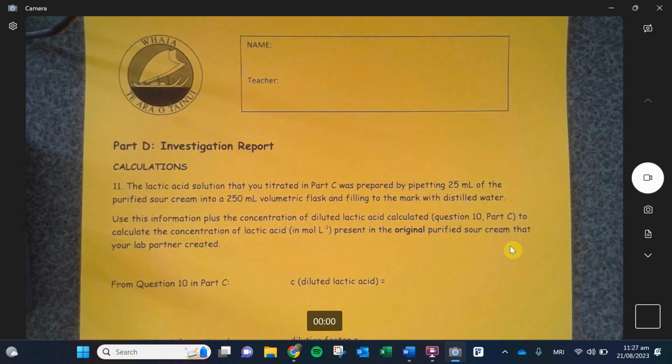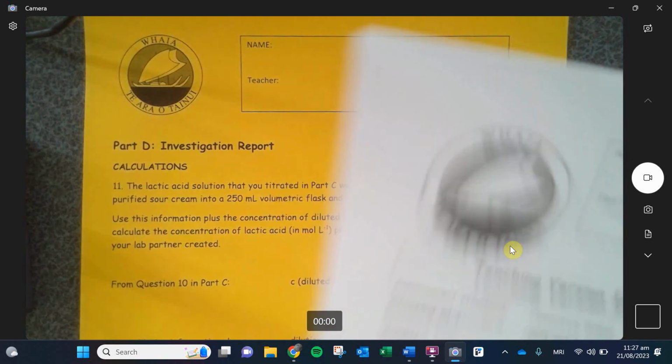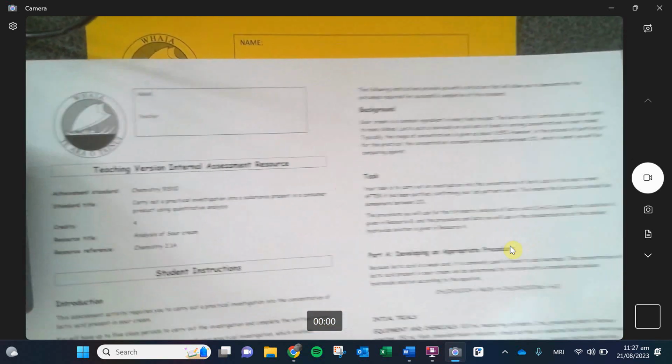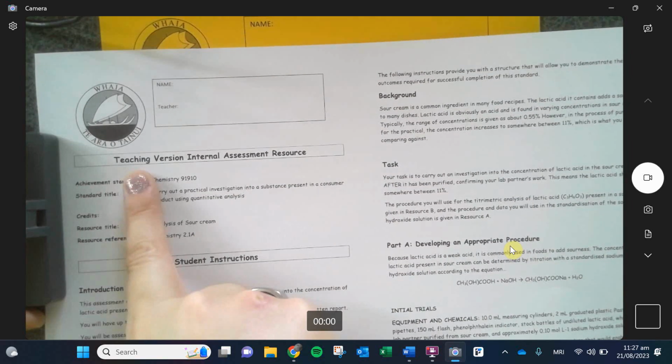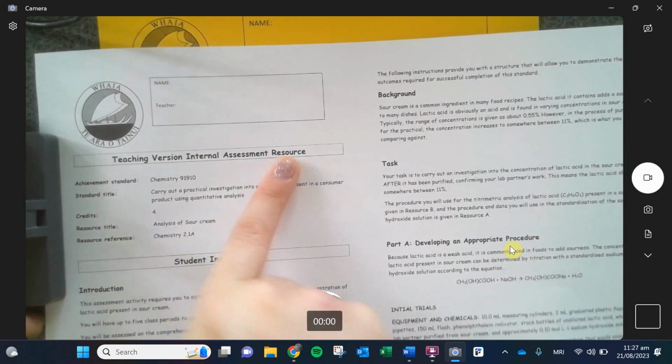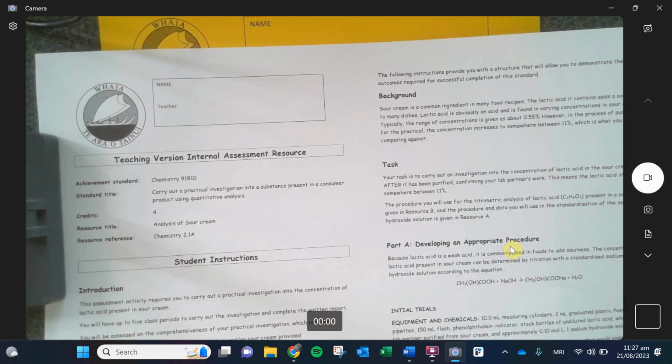Okay, we are talking about the last part of our titration assessment. There's lots of odds and ends to it, so I'll do things in different sections. If you remember, when you started this titration assessment, it was basically the internal assessment resource. So this was the introduction to what we were doing and why.